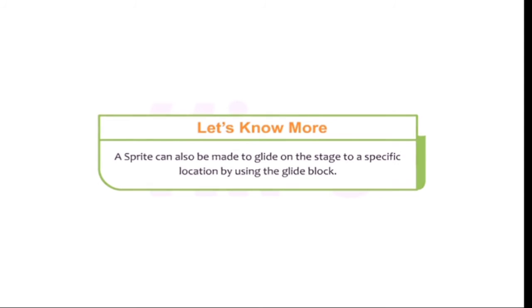Let me share some interesting facts. The sprite can also be made to glide on the stage to a specific location by using the glide block. Graphic effects change the look of the sprite in different ways.